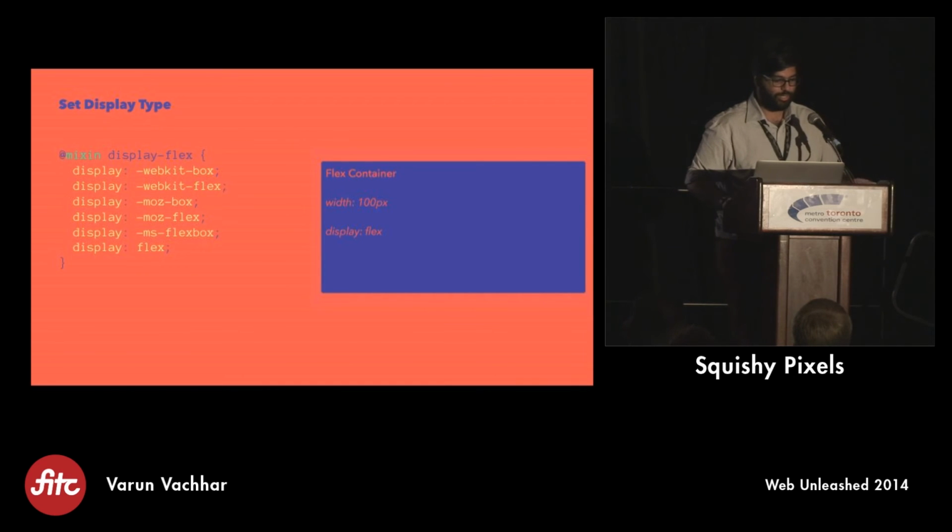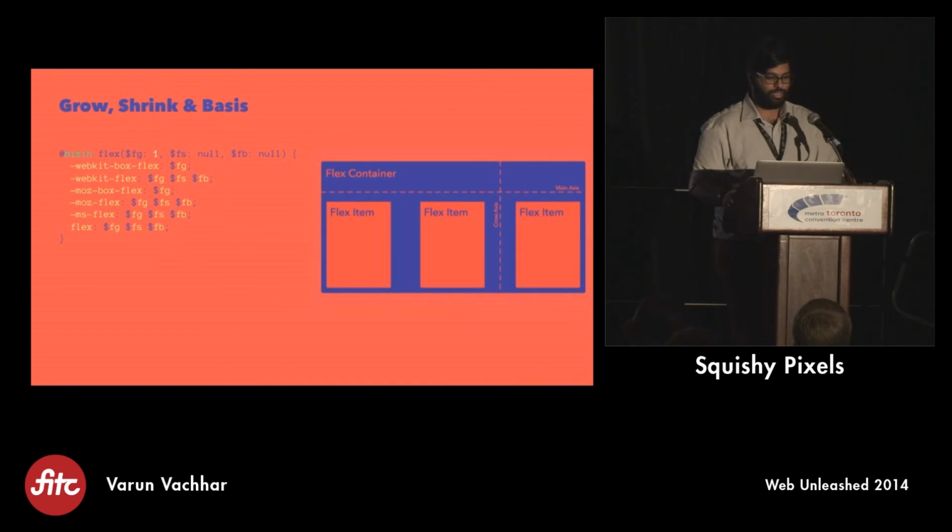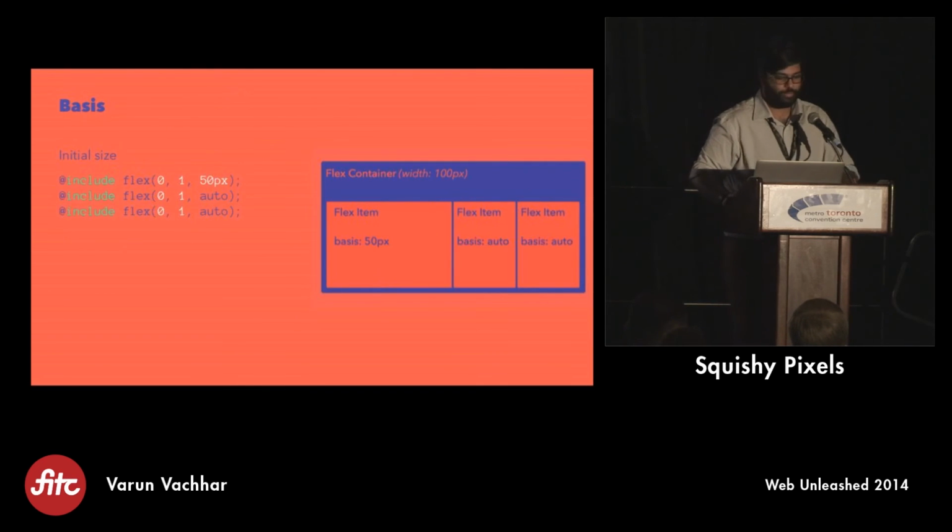So once you set the display type to Flex, you can start thinking about how to lay out the items inside. What you do is set a lot of properties on these Flex items which help you define the layout. Specifically, there are 3 properties: grow, shrink, and basis. Basis lets you set the initial size of the item. So this is the size of the item before all the space is redistributed based on the Flex layout, and then these items are resized.